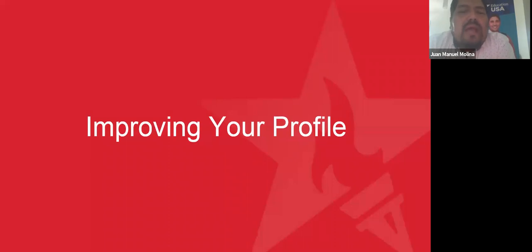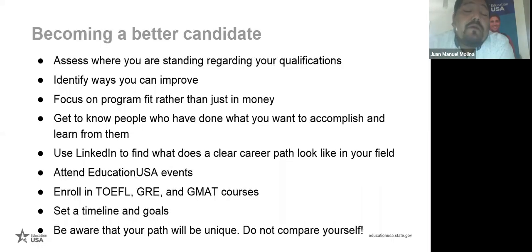Maybe at this point I'm not eligible for some of those things, but maybe I am eligible for other things. We also want to provide you with some examples and ways that you can improve your profile. The first one is that you want to make an honest assessment of where you are standing right now regarding your profile and your qualifications. Are there any things that you need to work on or improve?